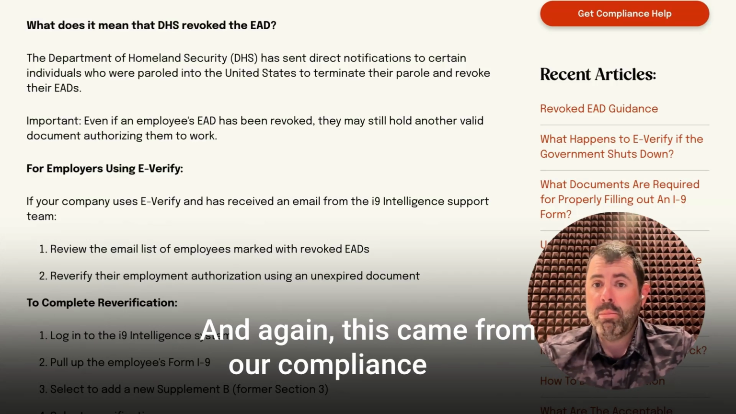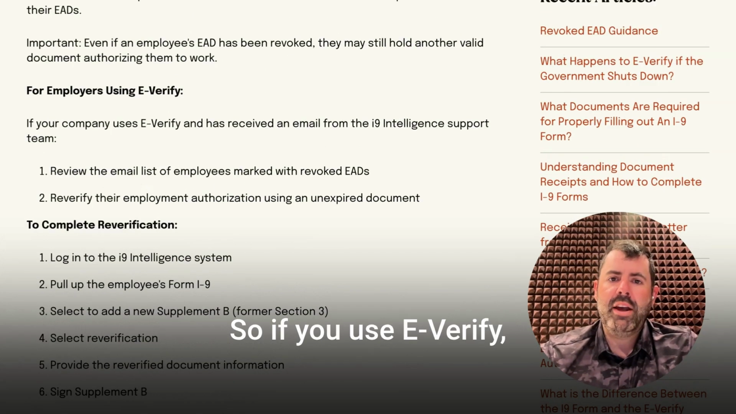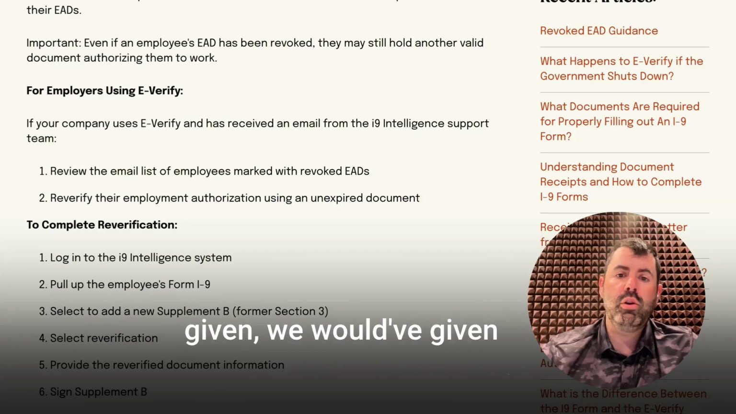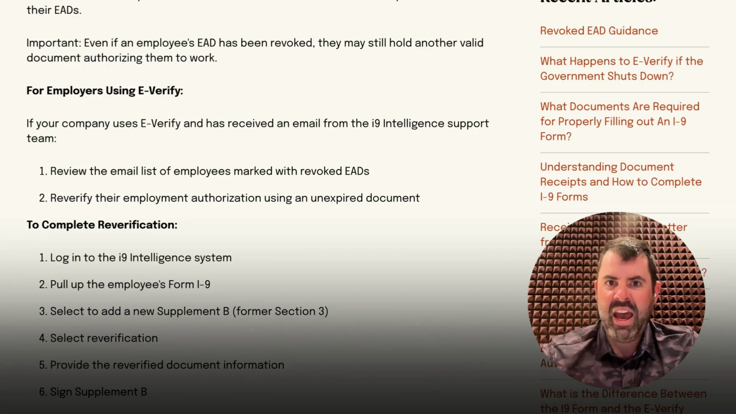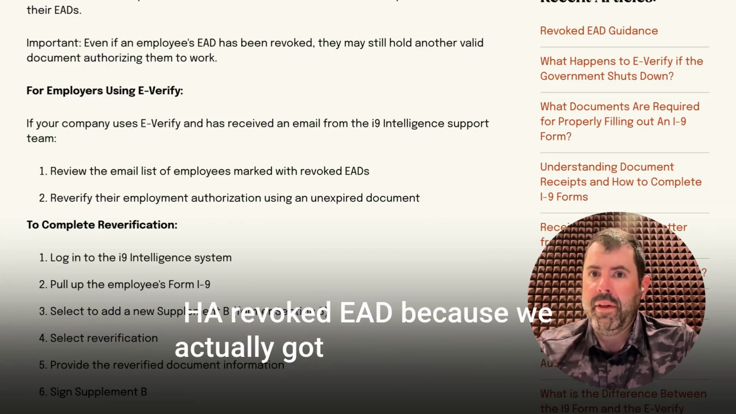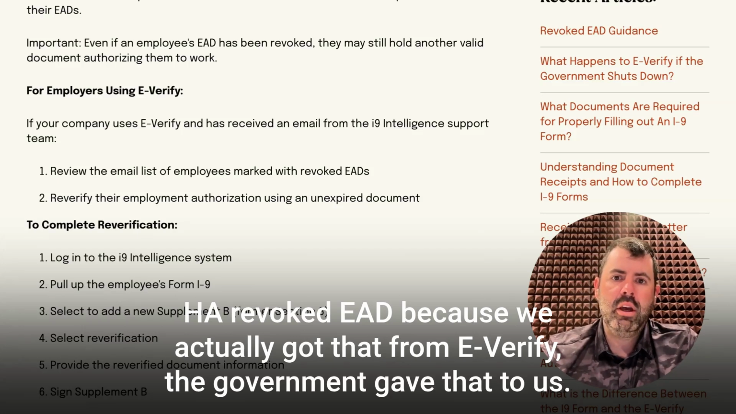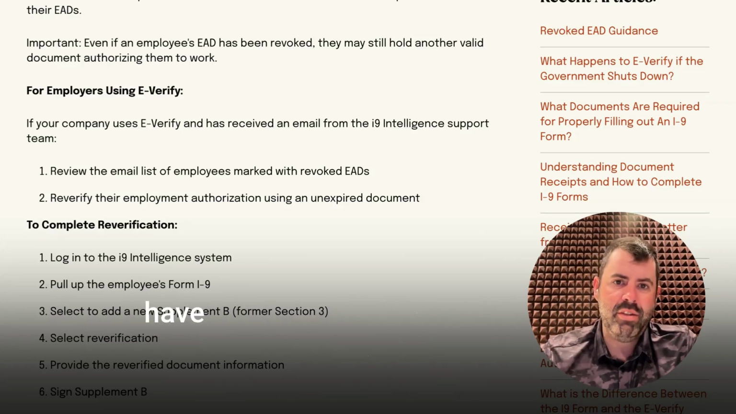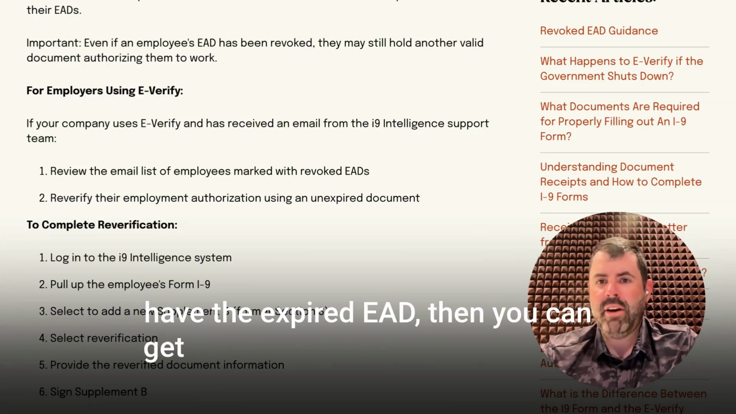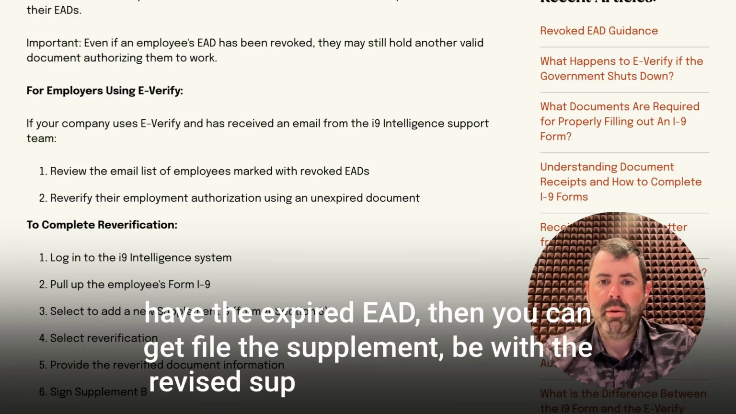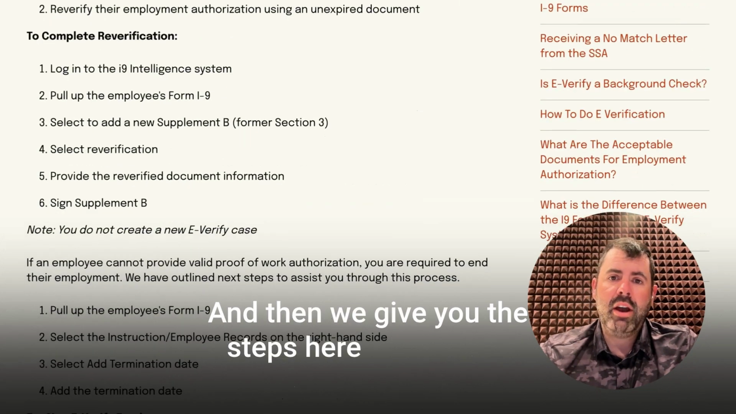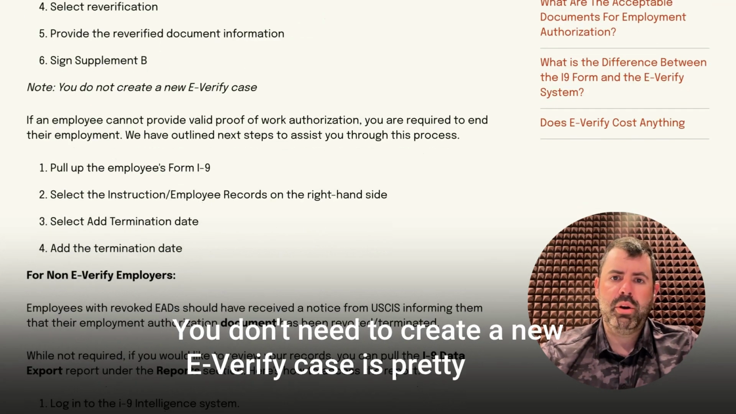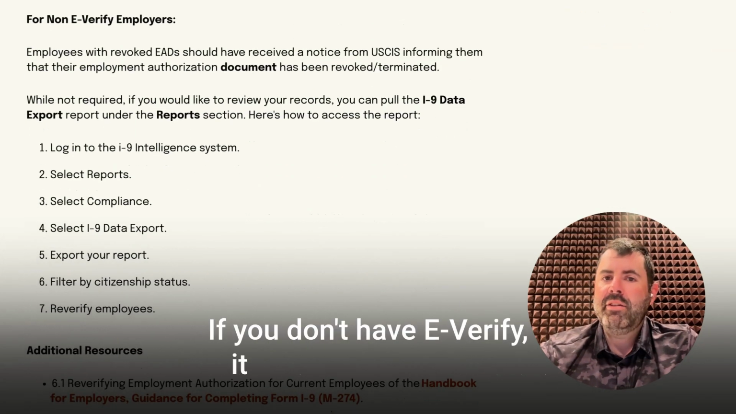And again, this came from our compliance team. So if you use E-Verify, this is a big thing. You would have gotten an email from us and we would have given you the list of employees who have a revoked EAD, because we actually got that from E-Verify. The government gave that to us. And then with that list, you could go and reauthorize those employees if they have the expired EAD, then you can file the Supplement B with the revised supporting document. And then we give you the steps here of how you re-verify for those people. It's pretty easy. You don't need to create a new E-Verify case. It's pretty quick.